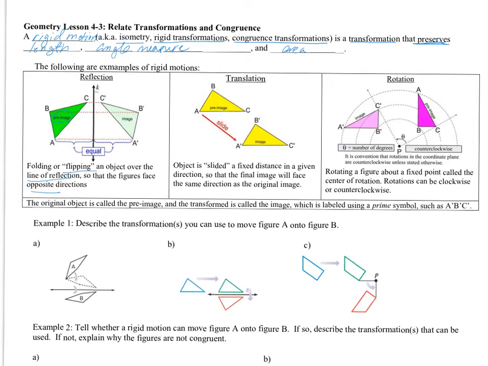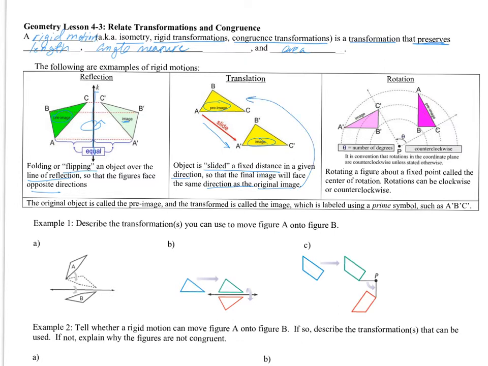So I have a pre-image right here, and line K is my line of reflection. Once it's flipped about this line of reflection, the image remains the same. And then we have translation. That's when an object, this pre-image here, is slid a fixed distance in a given direction. So the final image will face the same direction as the original image, which is the pre-image here.